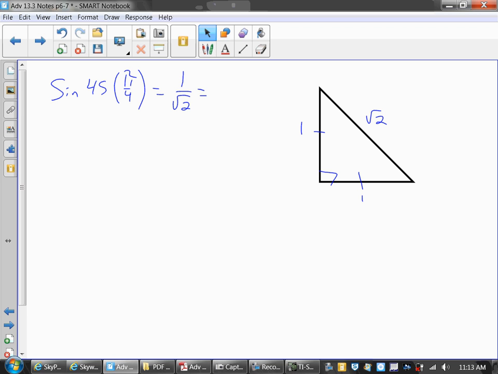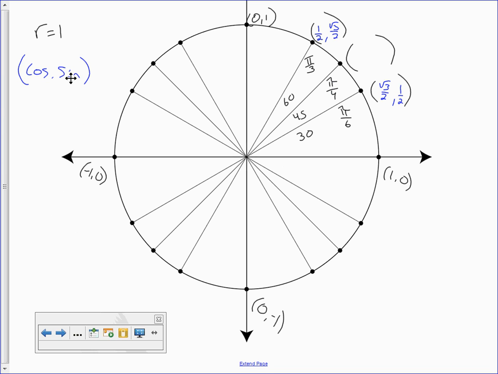And what do you do to that? Yeah, we just write it as root 2 over 2. What's the cosine of 45? It's the same thing. It's root 2 over 2. Okay? Sine and cosine of 45 degrees, or sine and cosine of pi over 4, are the same thing. Root 2 over 2. So that means that my ordered pair at pi over 4 is root 2 over 2, comma, root 2 over 2. Okay? Everybody with me so far?